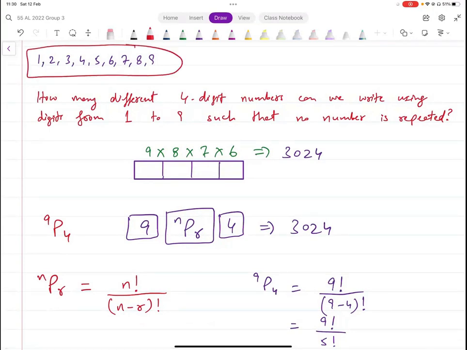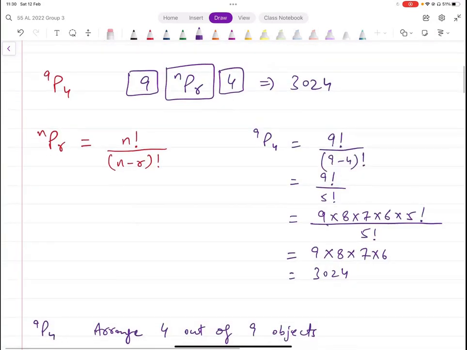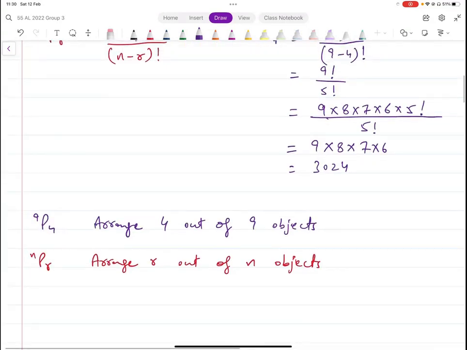We've got 9 objects in total, 9 numbers. Out of them we have to make 4-digit numbers. So we want to arrange 4 numbers out of those 9 numbers. So we say this is 9P4. Does that make sense? So we can directly calculate and evaluate this. We can just write 9P4 like that. Any problem with this? No? So the same thing we were doing earlier, we can do in terms of permutations, okay?